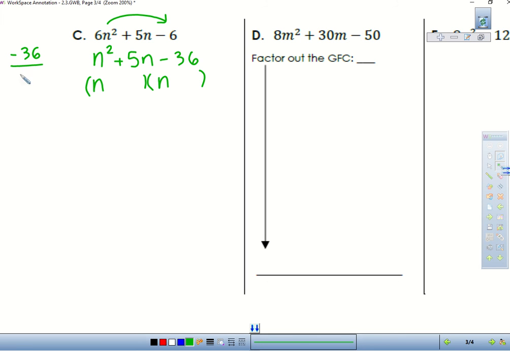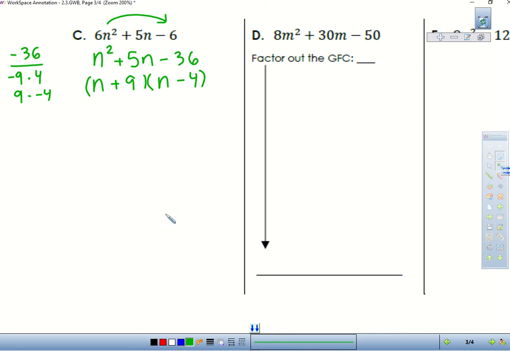Negative 9 and 4. You're so close. Not negative 9 and 4, but 9 and negative 4. Right numbers, opposite signs. So good job, both of you. That's going to be a positive 9 and a negative 4.